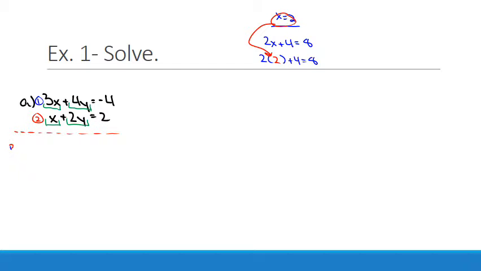So in my second equation, I'm just going to write out x plus 2y equals 2. And I want to isolate x, so I'm going to move this 2y away. So x equals 2 minus 2y. If you chose to write it negative 2y plus 2, that would have been fine as well. Okay, so I've reorganized this.